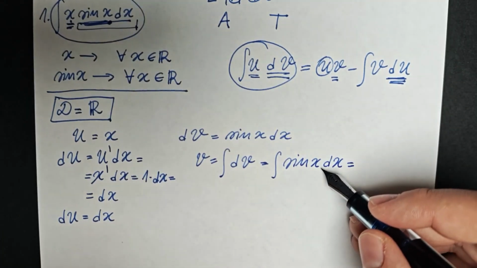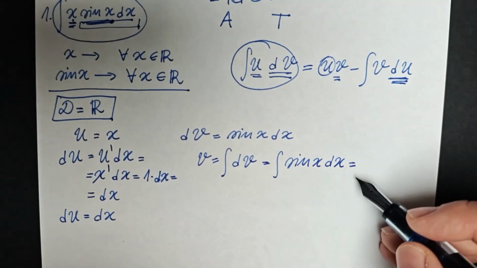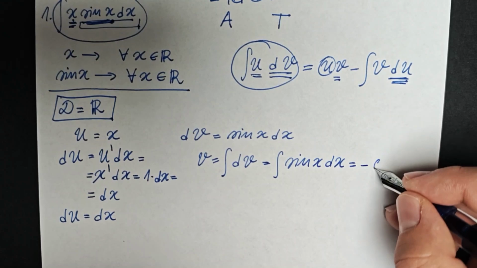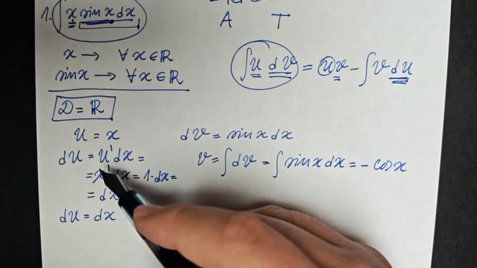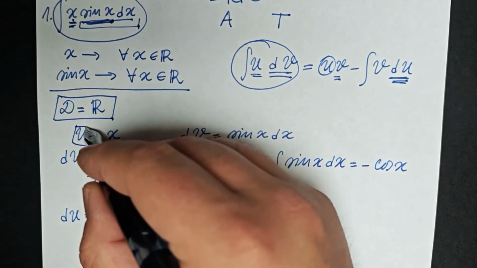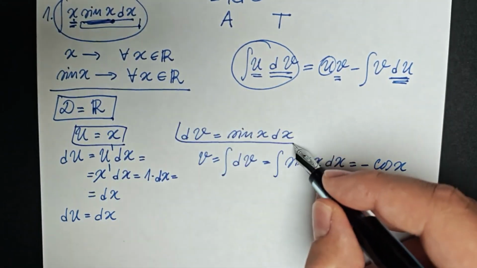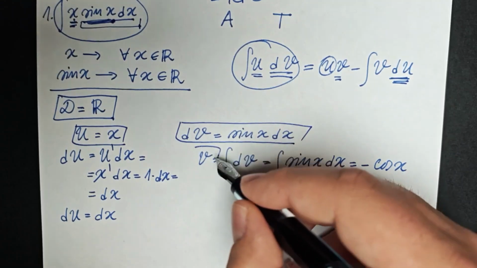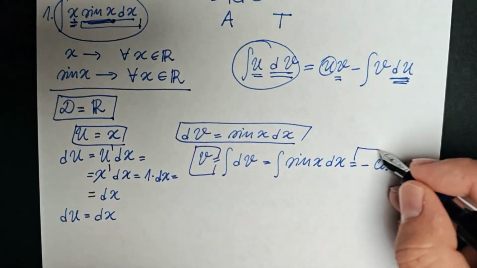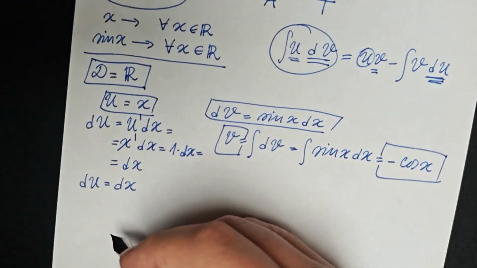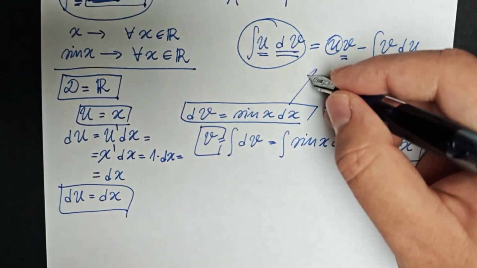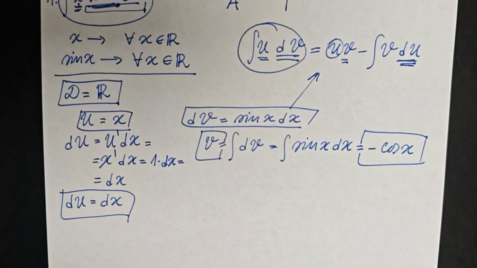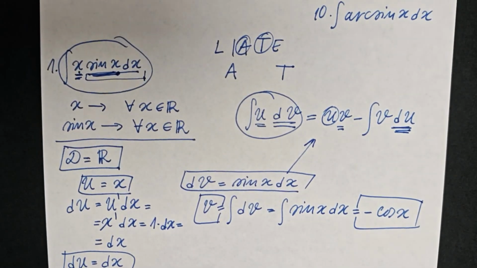Well, what is an integral of sine x dx? This is just a table integral. This is negative cosine of x. Now we need to take all of this information which we have, that u is x, that dv is sine of x dx, that v is negative cosine of x, and that du is dx. And we are going to plug it right here into this formula of integration by parts.